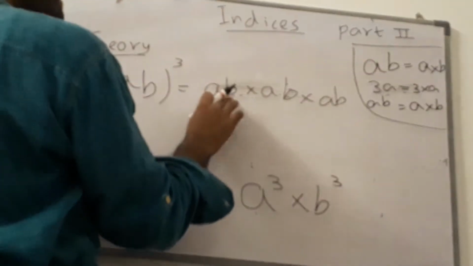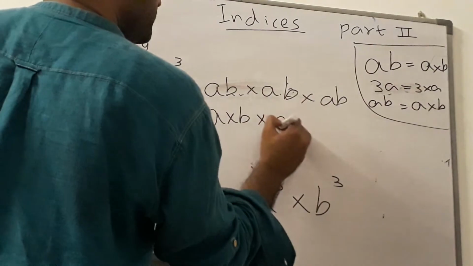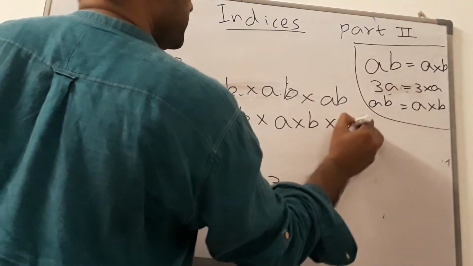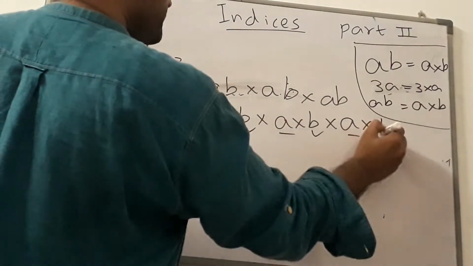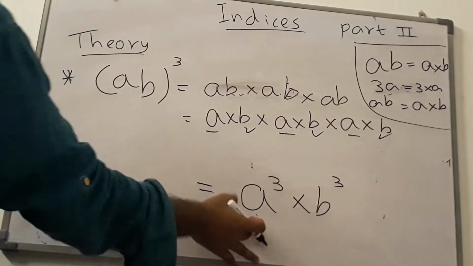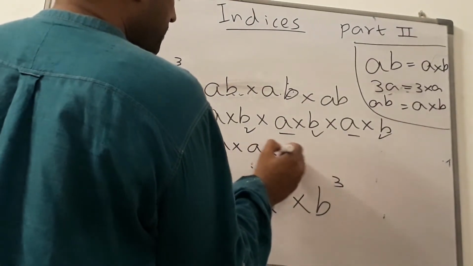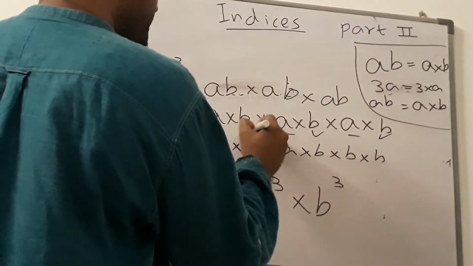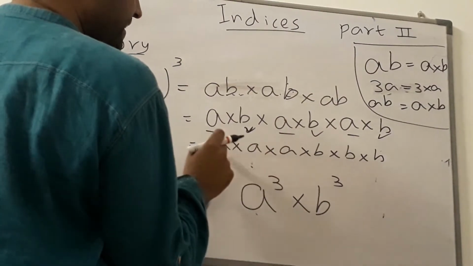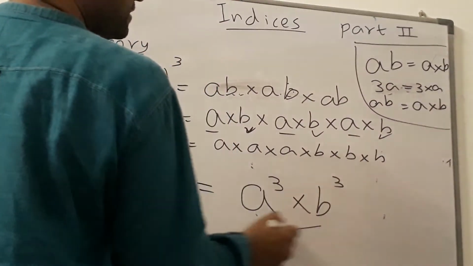Now we can expand this in this fashion. ab means a times b. So I am going to write this as a times b times a times b times a times b. And there are 3 a's and 3 b's. I rearrange this: 3 a's multiplied with each other means 1, 2, 3, a to the power 3, and 3 b's, 1, 2, 3, b to the power 3. So I prove this.